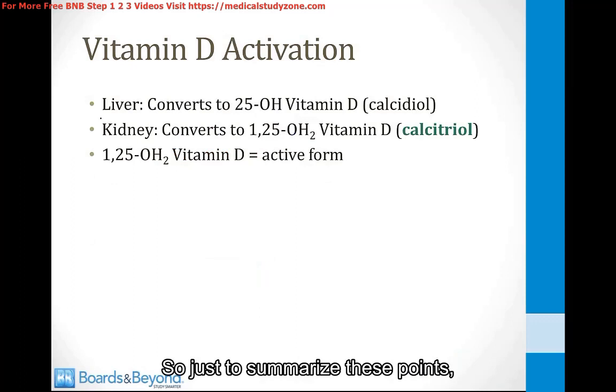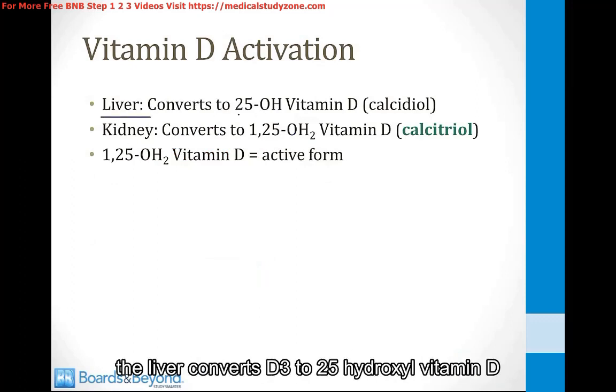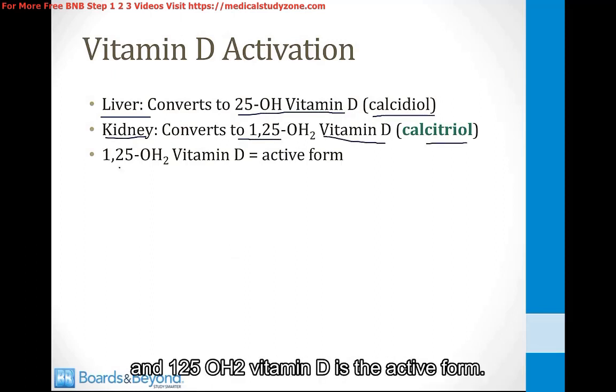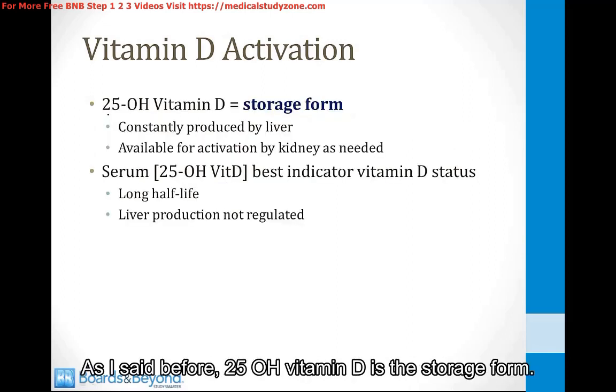So just to summarize these points, the liver converts D3 to 25 hydroxyl vitamin D, which is called calcidiol. The kidney converts vitamin D3 to 1,25 OH2 vitamin D, which is called calcitriol. And 1,25 OH2 vitamin D is the active form. As I said before, 25 OH vitamin D is the storage form.